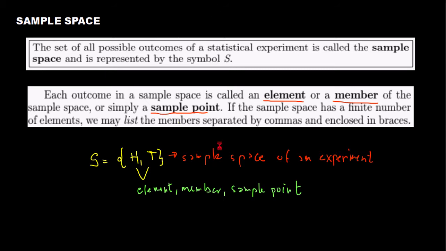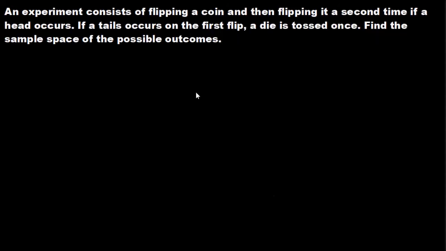Next, we proceed with another page. An experiment consists of flipping a coin and then flipping it a second time if a head occurs. If a tail occurs in the first flip, a die is tossed once. Find the sample space of the possible outcomes. So this will be our example, and let's have that as a solution.